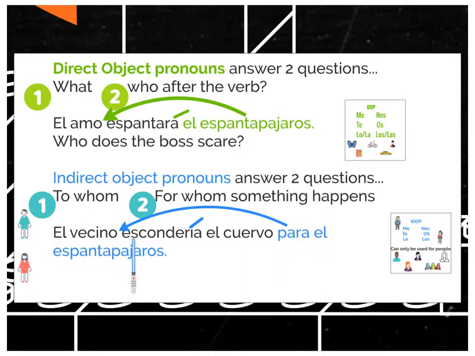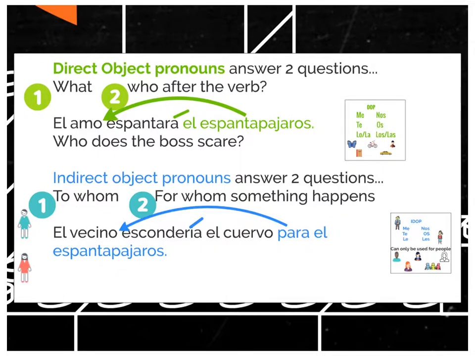El vecino escondería el cuervo para el espantapájaros. In this story, the scarecrow comes alive, so I chose to give him human characteristics because indirect object pronouns can only be used for people. So that's why, even though a scarecrow usually is a non-living creature, in this story it is living, so it made sense. So we are going to take out para el espantapájaros, and we are going to move it right before that first conjugated verb.